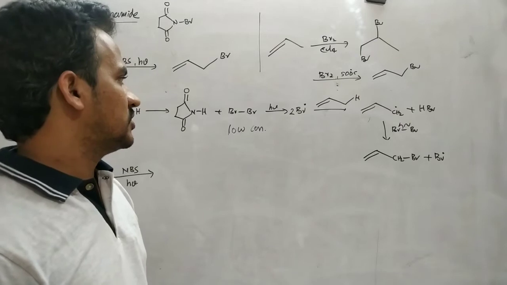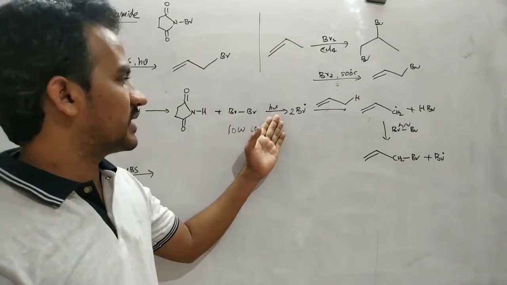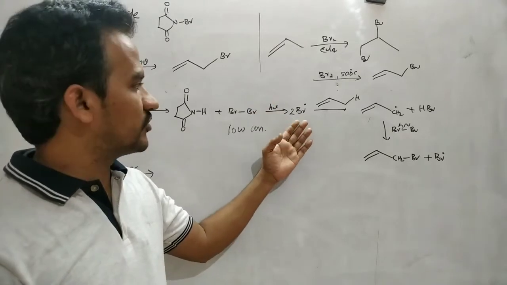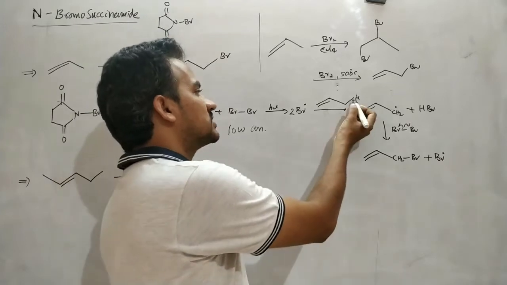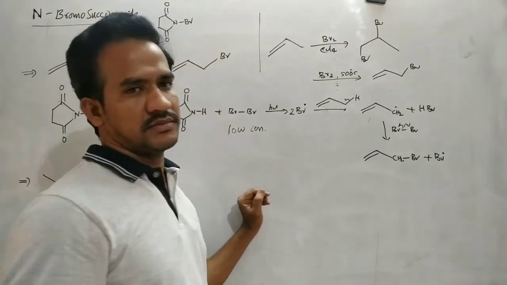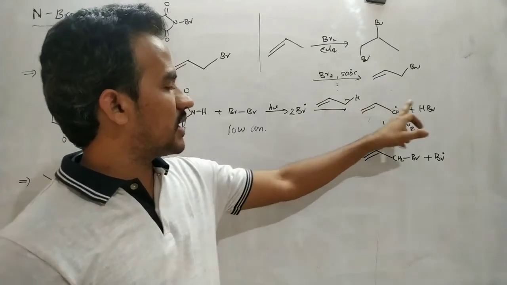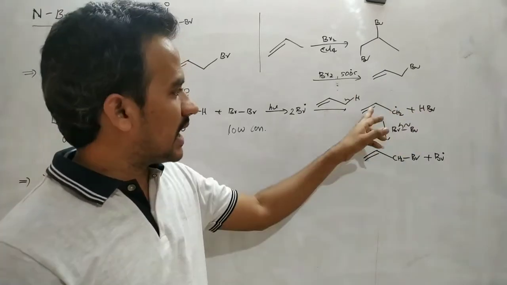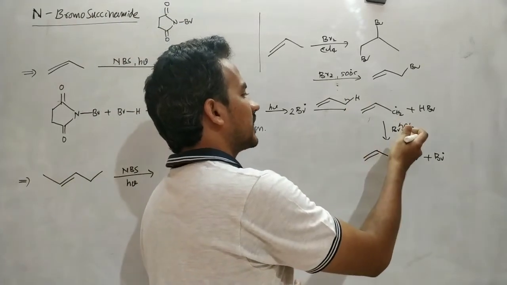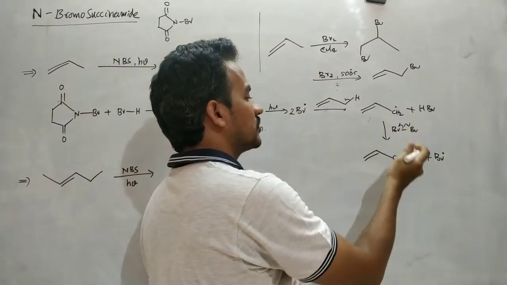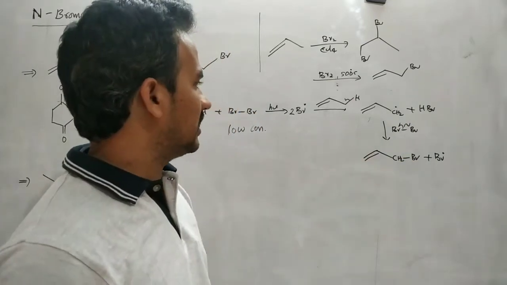Here a low concentration of bromine is produced under the photolight effect, which is homolytically dissociated to bromine radicals. A bromine radical removes the allylic hydrogen, so Br radical takes H radical to give HBr and the allyl radical, which is stabilized by resonance. Now the allyl radical is attacked by another Br radical, so we get the allyl bromide.